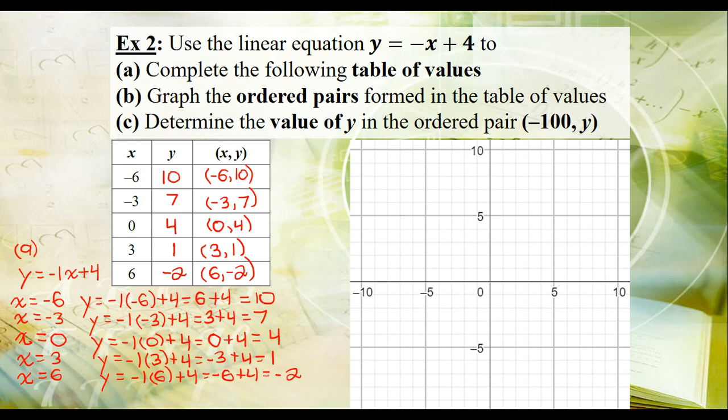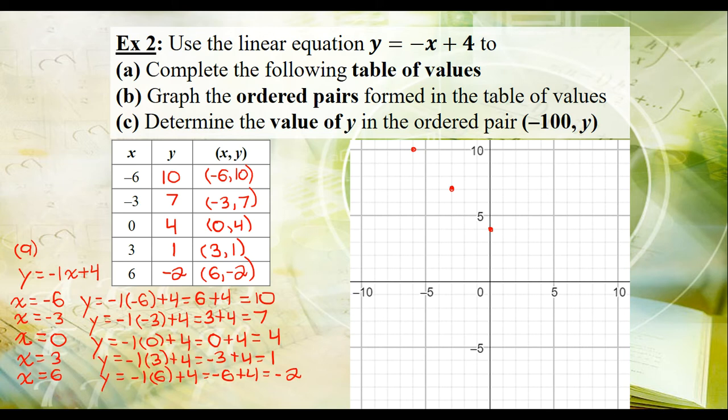So negative 6, comma 10 would be go 6 to the left and then 10 up. So that's going to be a point that's going to be located up here. Negative 3, comma 7 goes 3 to the left and then 7 up. So that's going to be about right here. Okay, and then we have 0, comma 4. So it means start at the origin, just go 4 up. So that's going to be located here.